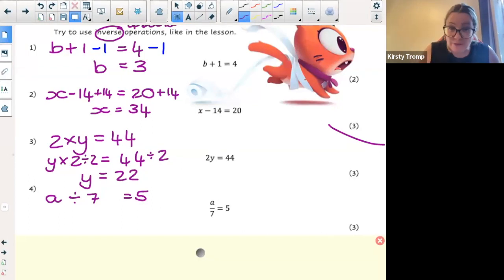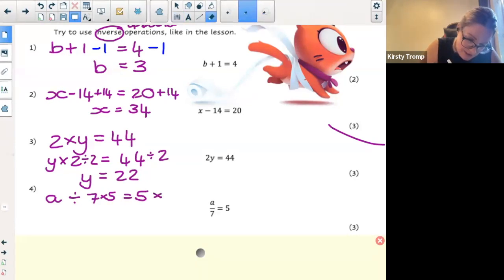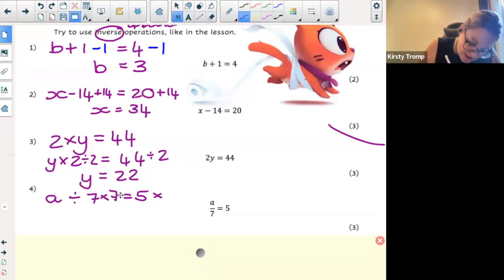So what's the opposite of divide? The opposite of divide is times. What I do to the one side, I must do to the other side. Oh, why am I timesing by 5, guys? I'm so sorry. I want to get rid of 7. What I do to the one side, I must do to the other side. So I'm going to have A is equal to 5 times 7 equals 35.